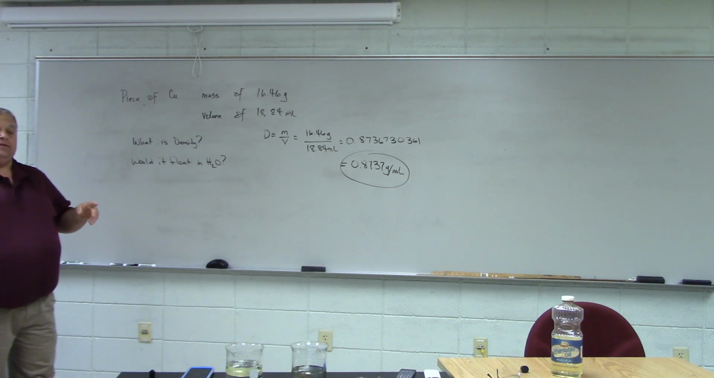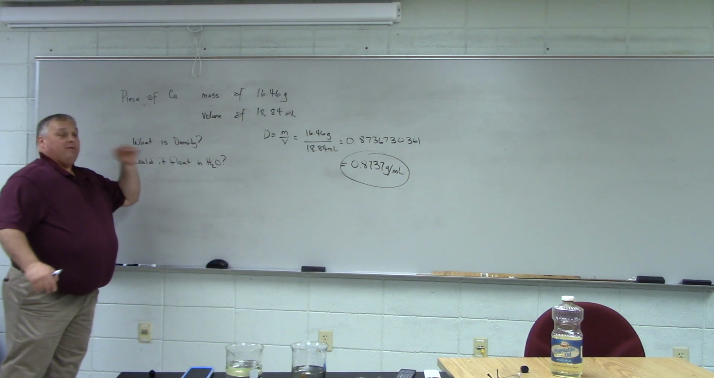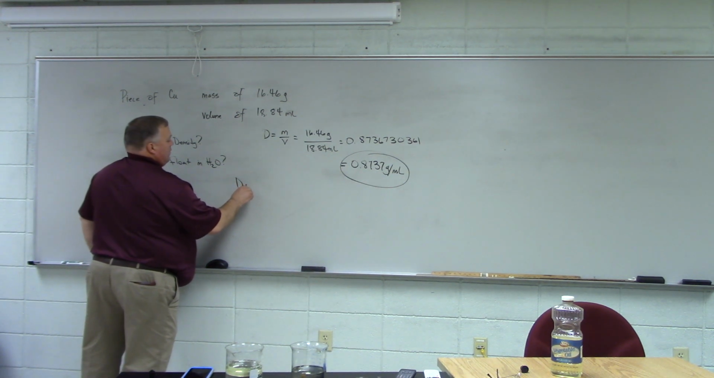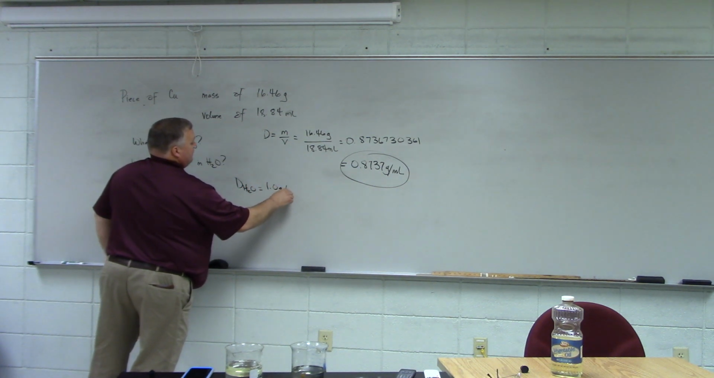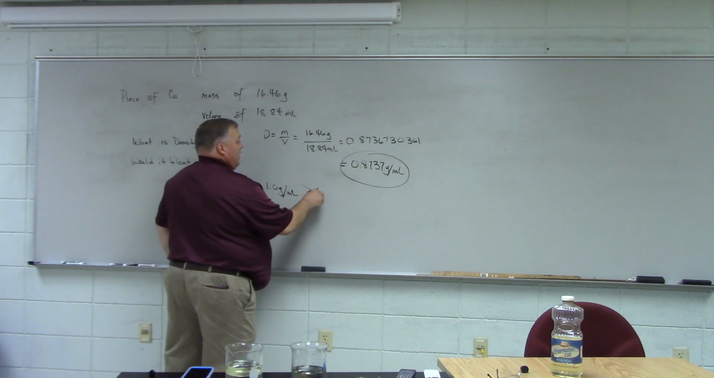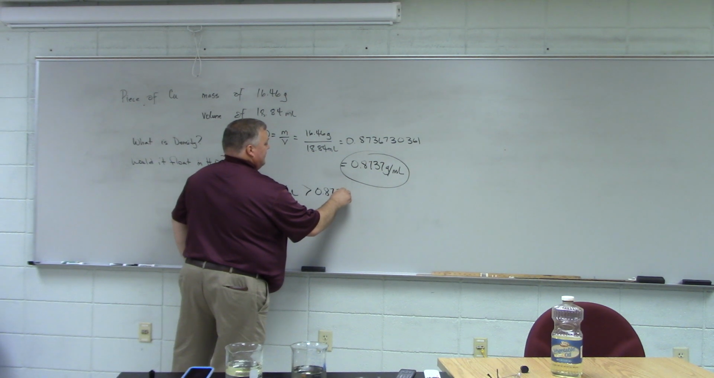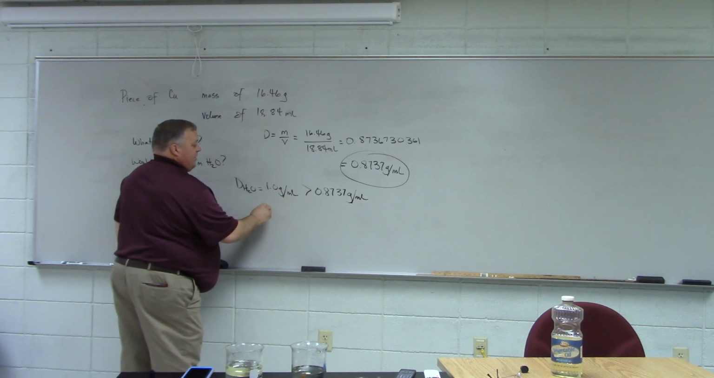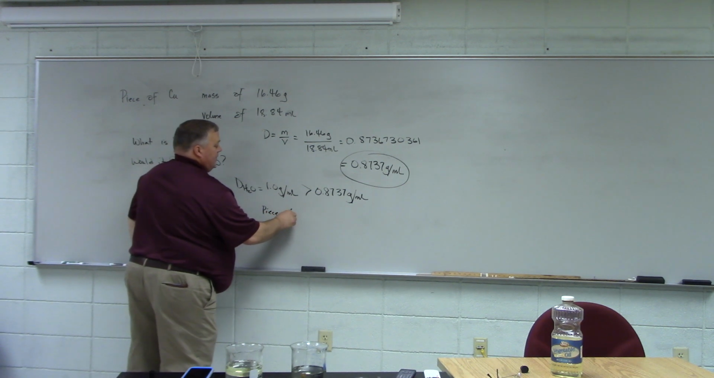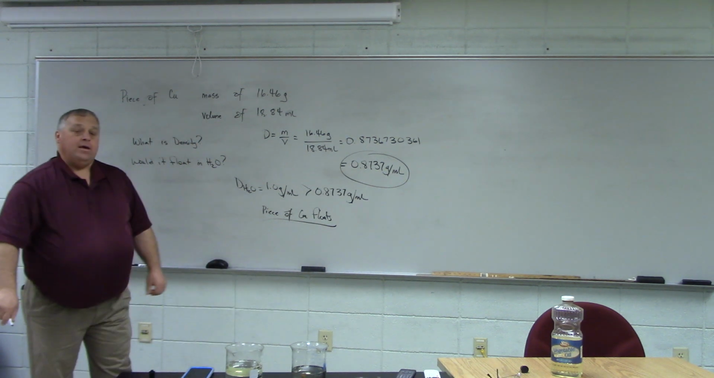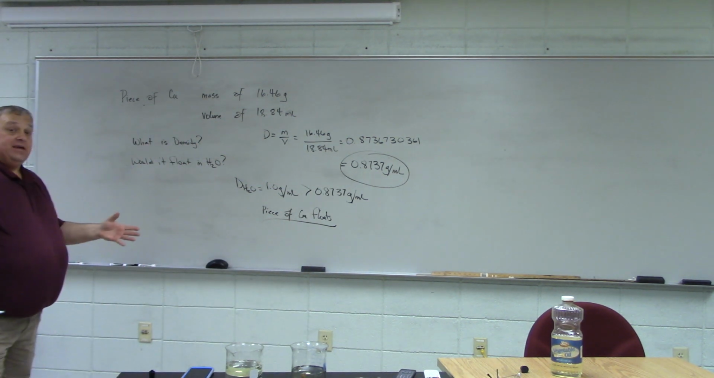My second question is, does this piece of copper float? Well, to answer that, I need to know that the density of water is 1.0 grams per milliliter. This is more than 0.8737 grams per milliliter. So the density of water is greater, so the piece of copper floats. Okay? Okay, that's our lesson today on density and specific gravity.